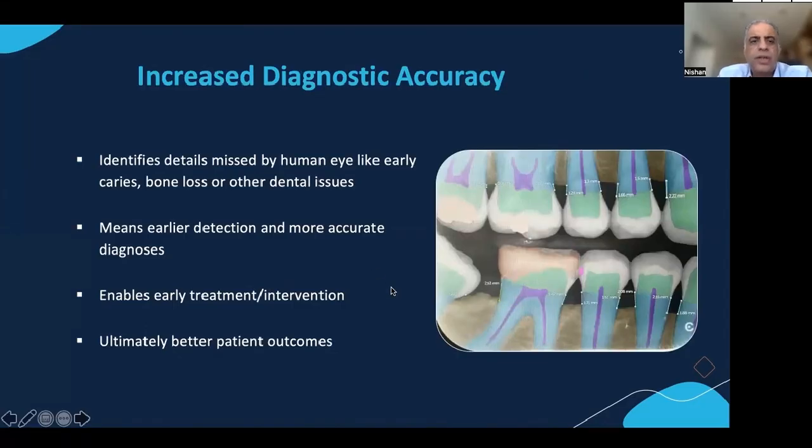And so if we start with the increased diagnostic accuracy, Pearl can detect many things from early carious lesions, established carious lesions, obviously, and bone loss. We've got calculus, we've got deficient restorations, pathology, ledges, calculus, apical lesions as well.